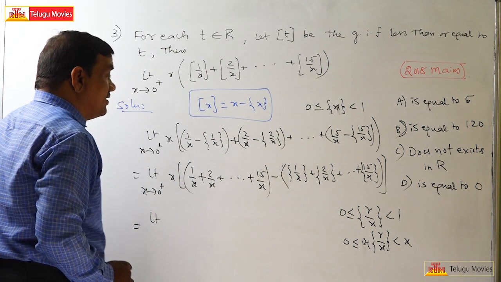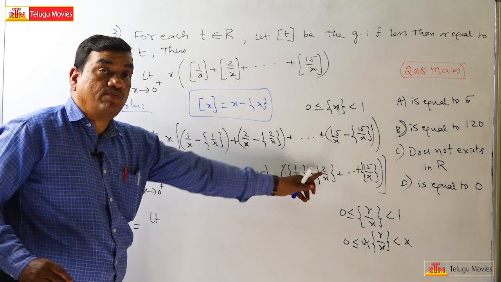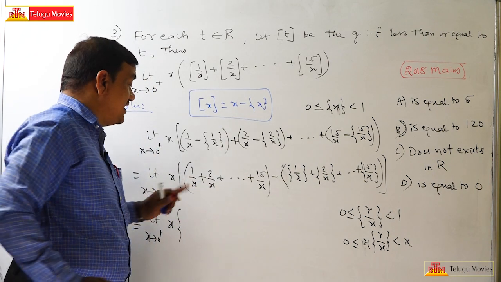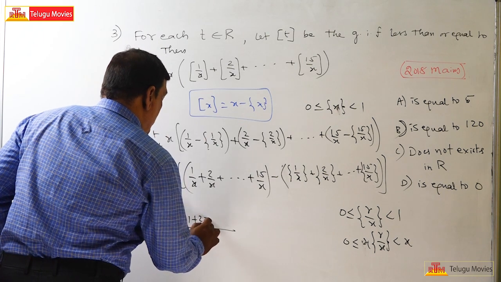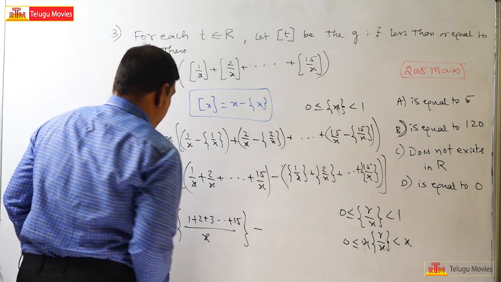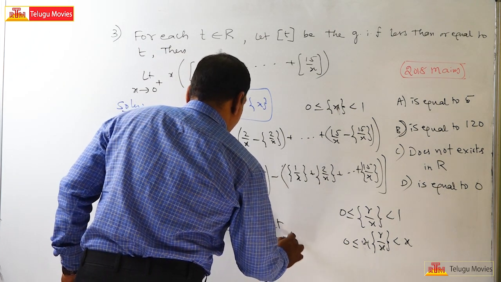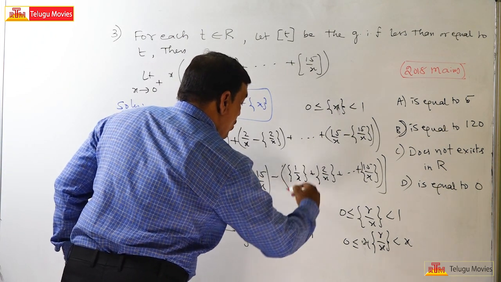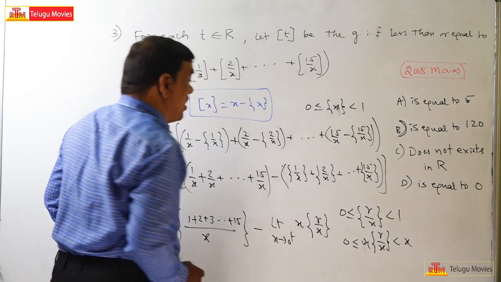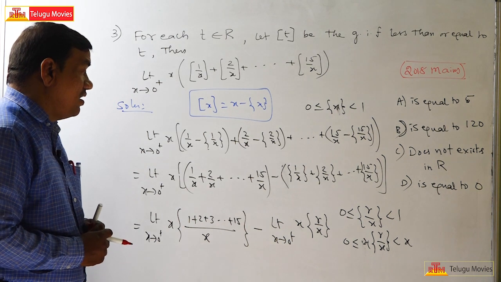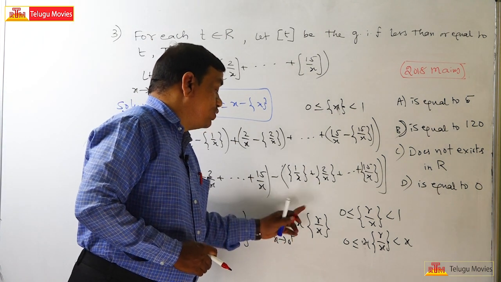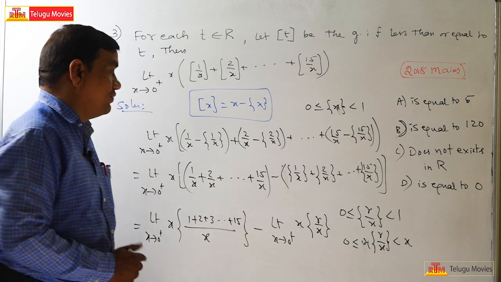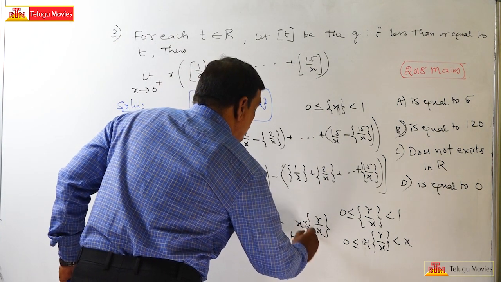So this is a limit. Now, if you multiply x into both the terms, this is equal to the limit as x tends to 0 plus of x into, let us take x common here, 1 plus 2 plus 3 and so on up to 15, minus the limit as x tends to 0 plus of x into the sum of the fractional parts of r by x, where r runs from 0 to 15.